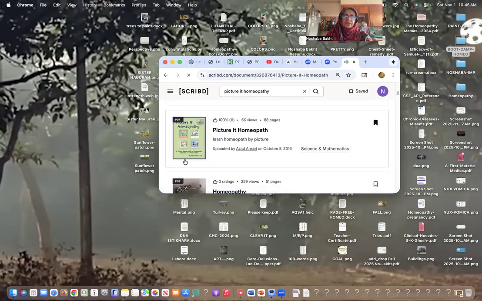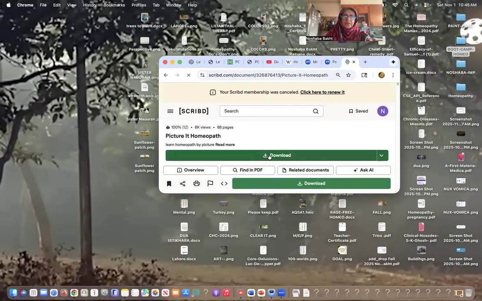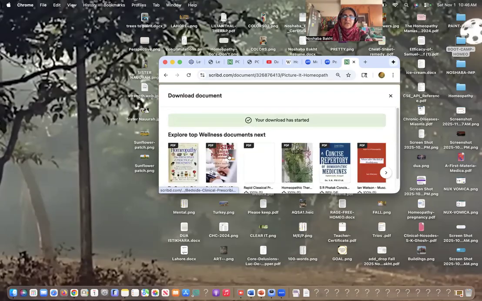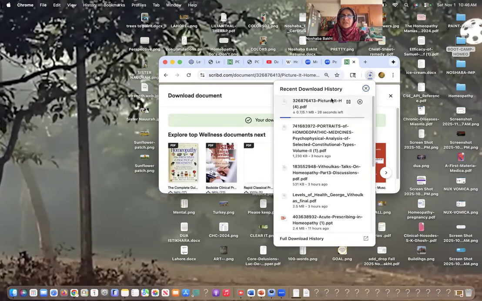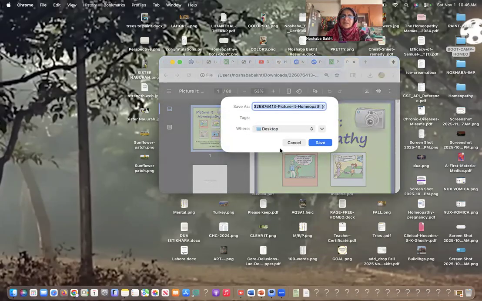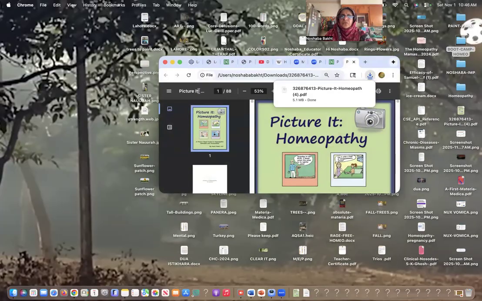Oh, there you go. This is the book I was talking about, Picture It Homeopathy. See, I can download it, and I can download many books. This is 5 megabytes. I will send you guys this book. This is a very useful book. Okay, so let me show you.